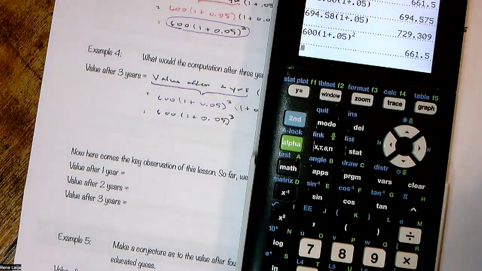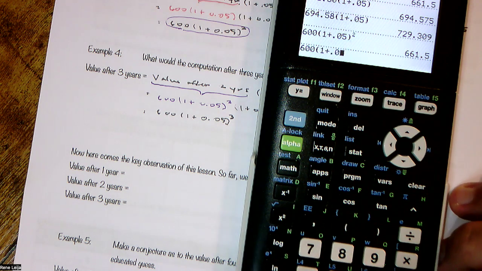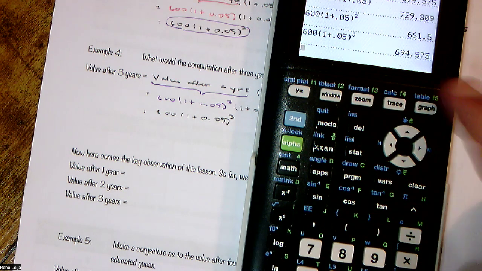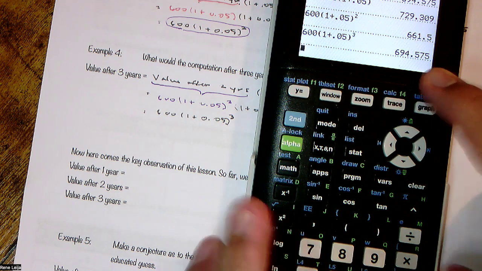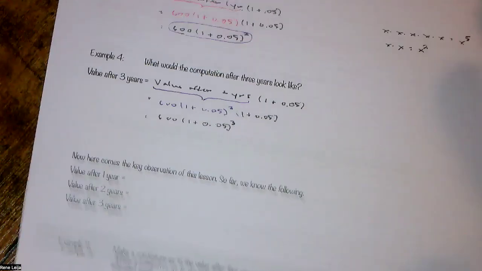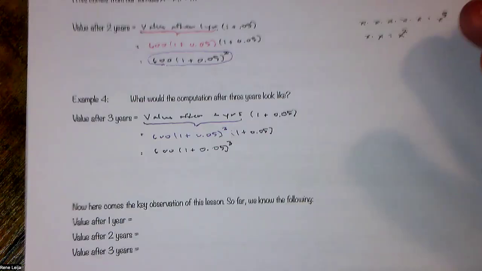So just for grins, let's calculate this. 600 times 1 plus 0.05 raised to the third power. Okay, we're going to have to round. That's $694.58. That's after year 3, $694.58. Okay, so here's what we've got so far.